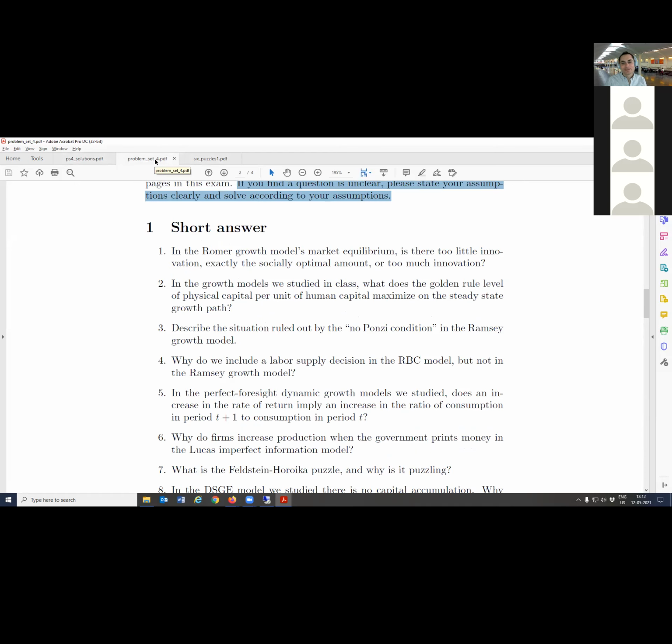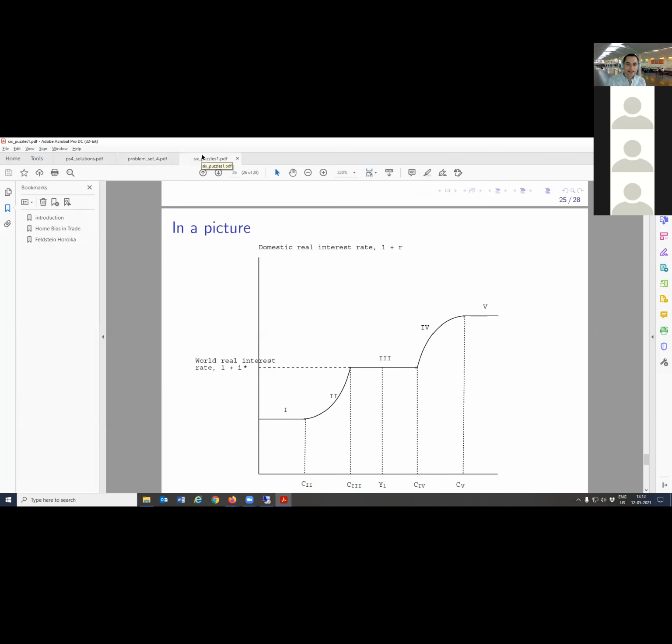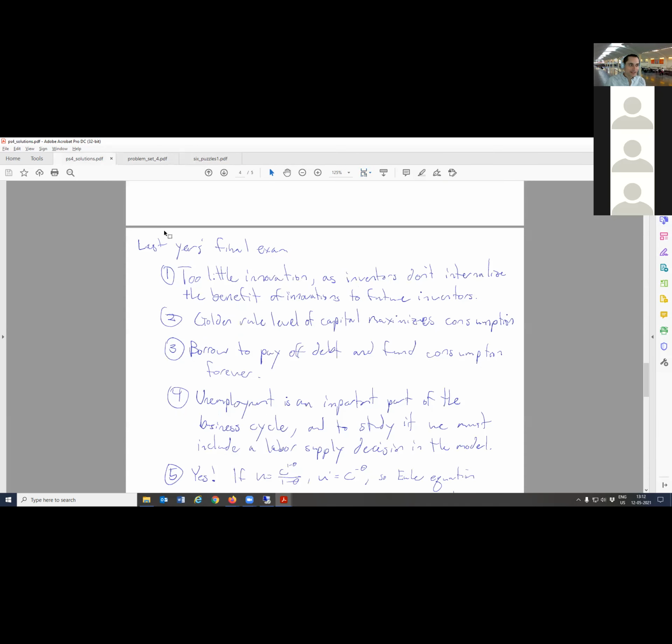All right, second one. In the growth models we studied in class, what does the golden rule level of physical capital per unit of human capital maximize on the steady state growth path? All right, so there's a lot of words in there because I wanted to be precise, but the answer I wrote here is that the golden rule level of capital maximizes consumption. I guess I could have said on the steady state growth path. Or in the future, because it doesn't maximize consumption today.